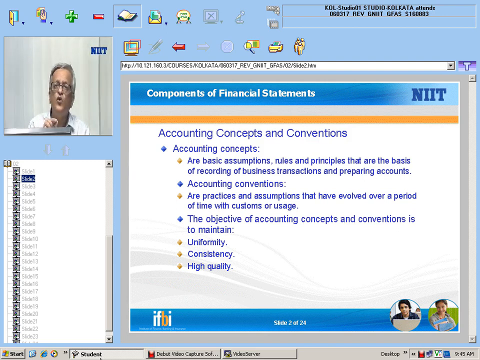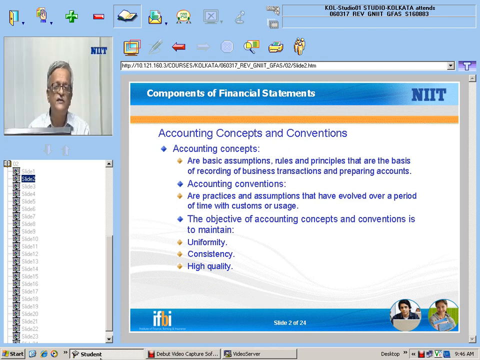So if you are following a certain accounting principle, that accounting principle must be followed from one accounting period to the next. If you don't follow, then comparability will be difficult. You will not be able to compare 2 years. What is the performance between 2 years? This comparison will not be possible. I'll give an example.